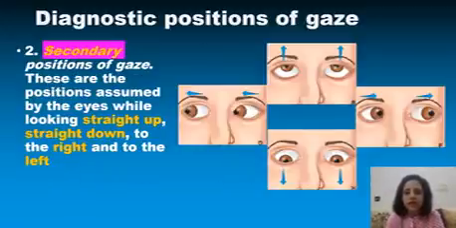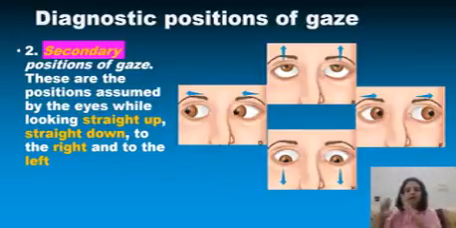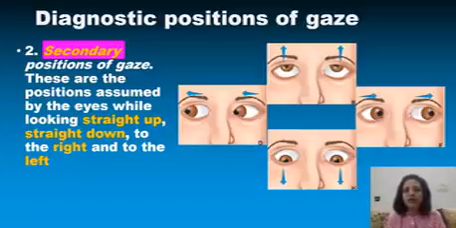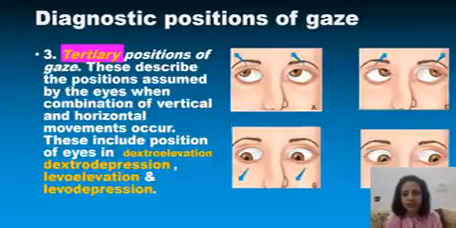Now, what are the 4 secondary positions? The 4 secondary positions are up, down, lateral, and medial. These are the 4 secondary positions. The secondary positions of gaze are the positions assumed by the eye when they are looking straight up, straight down, right, and left. These are the secondary positions of gaze.